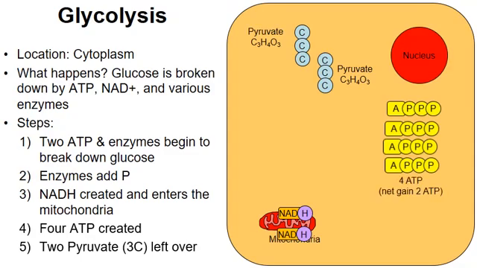We also have a total amount of 4 ATP molecules created, although sometimes you'll hear it referred to as a net gain of 2 ATPs. Well, what do we mean by that? Well, 4 ATPs were created, but 2 ATPs were used to start the process of glycolysis. So when you subtract the 2 at the start from the 4 that were created, that's what we mean by a net gain. Well, what happens next?